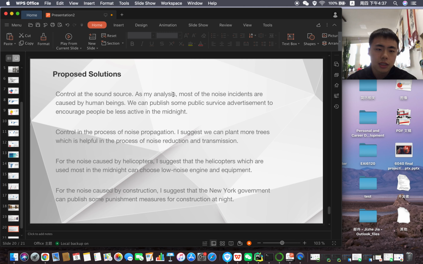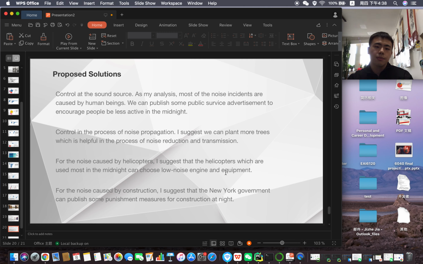The second solution I propose is to control the process of noise propagation. I suggest we can plant more trees, which is helpful in noise reduction and transmission. The next proposal is for the noise caused by helicopters. I suggest that helicopters which are used the most at midnight can choose low noise engines and equipment.